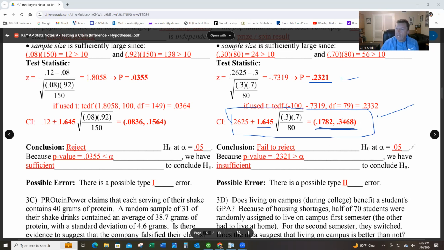So this is a fail to reject at 0.5. Because the p-value is high, we have insufficient evidence to conclude that HA is true. But we could be wrong, this does run the risk of a type 2 error. Okay? All right.